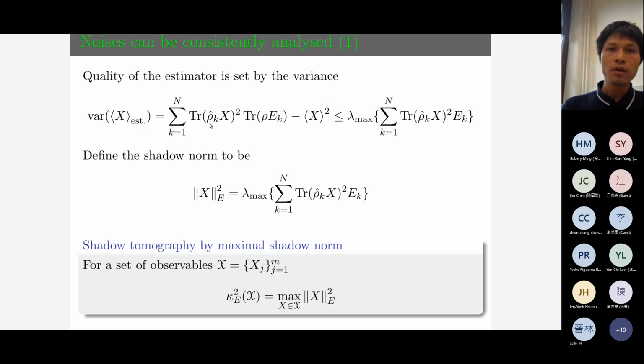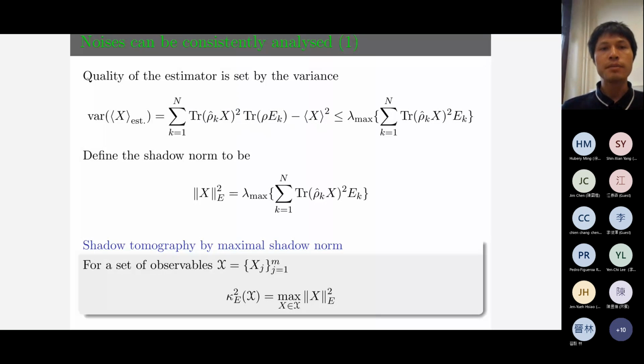For each of the effects E_k, the probability of happening is like that. And then the square of the estimator corresponding exactly to the choice of rho_k x squared. So this is the estimator that you have, and the variance, of course, you have to subtract the mean of x. It's given by this formula.